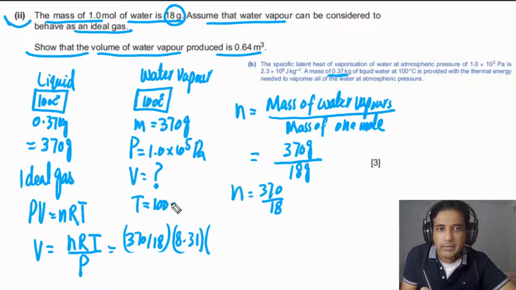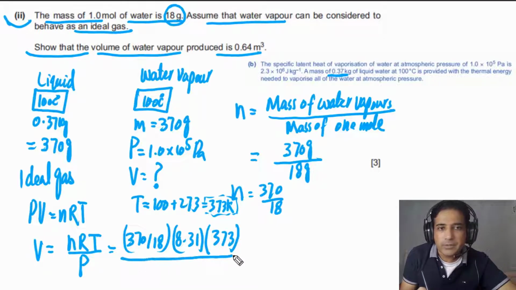So we have 100 plus 273. So in this case, temperature is 373 Kelvin. So this is the value of temperature. So we have 373 Kelvin. We need to divide this by P. P in this case is 1.0 times 10 to 5 Pascal.